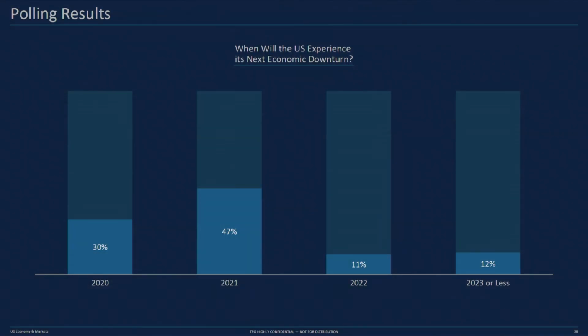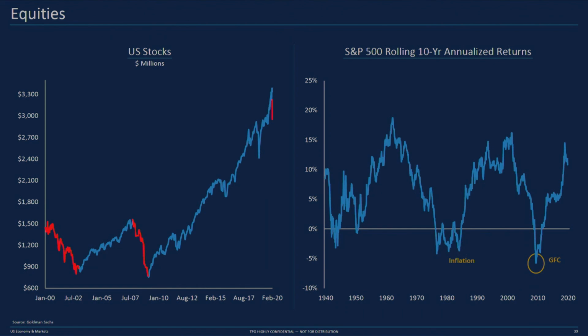We asked the investors at our conference, when do you think the US will experience its next economic downturn? In 2020, which at that point was still a few months away, 2021 or after. And you can see that most of our investors anticipated a recession in the next 1 to 2 years. So 77% expected a recession in 2020 or 2021, before the coronavirus. What do you guys think? Think about that.